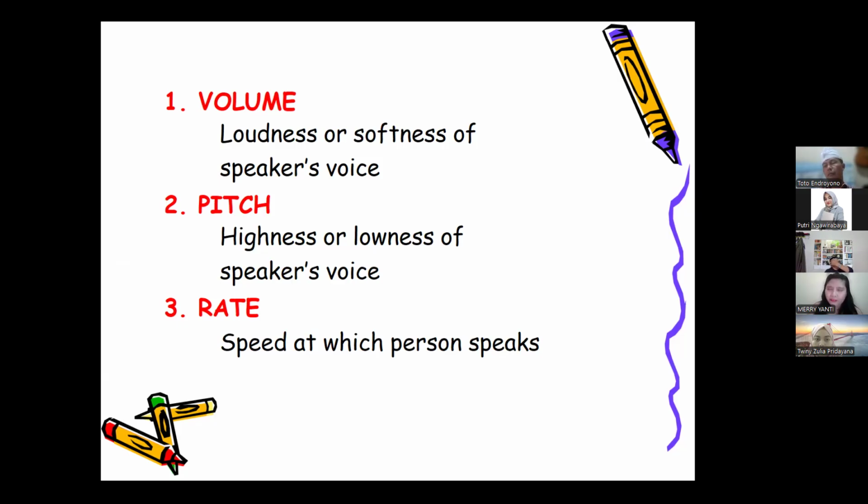But it's different when you are in the library, you use a soft voice. For example, could you please pass me that book? So we use a low voice or whisper.